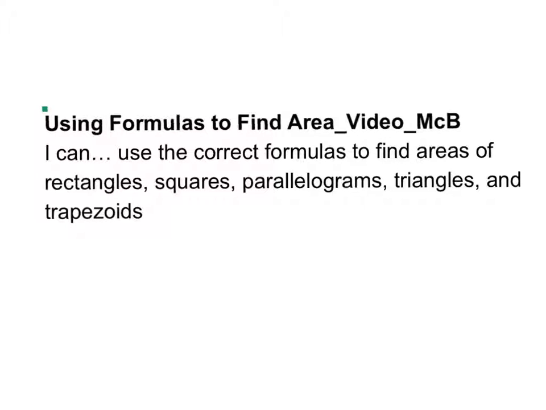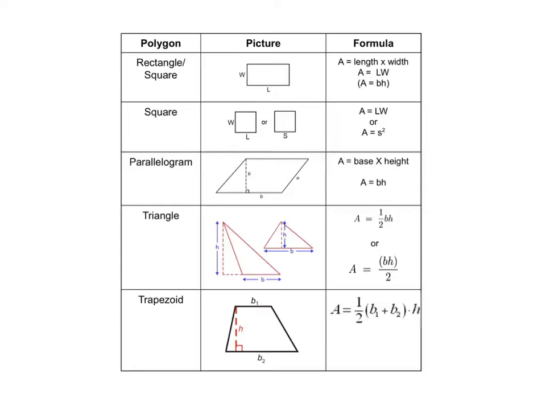Today we're going to talk about using formulas to find area of different shapes. Yesterday we talked about finding area of rectangles and squares. Now we're going to talk about not just rectangles and squares, but parallelograms, triangles, and trapezoids. So by the end of this, you should be able to say, I can use the formulas to find the areas of rectangles, squares, parallelograms, triangles, and trapezoids.